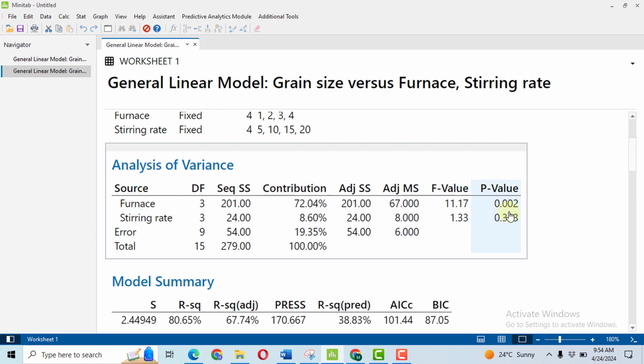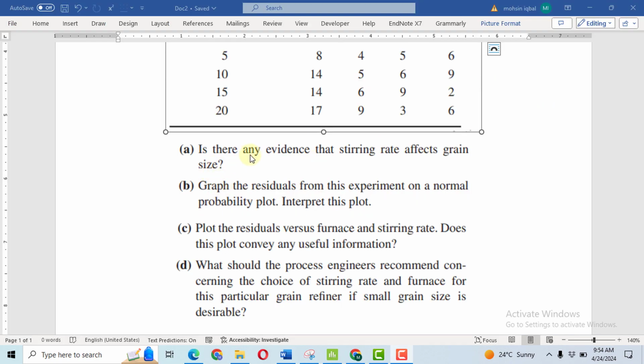It means that there is a significant blocking effect of furnaces on the grain size. Now, is there any evidence that stirring rate affects grain size? So the answer is no. The stirring rate doesn't affect the grain size because the p-value is greater than 0.05.